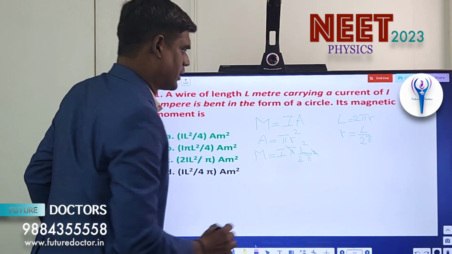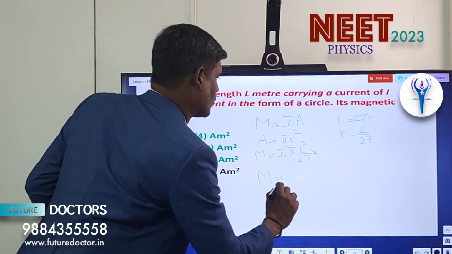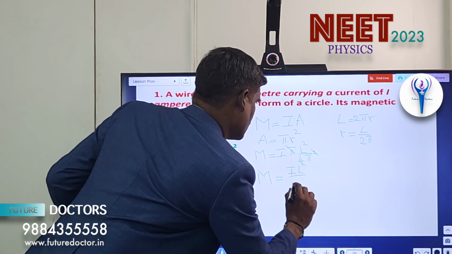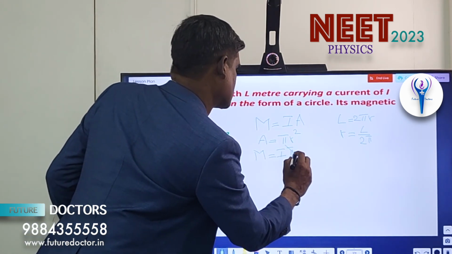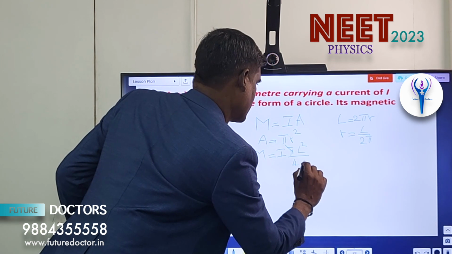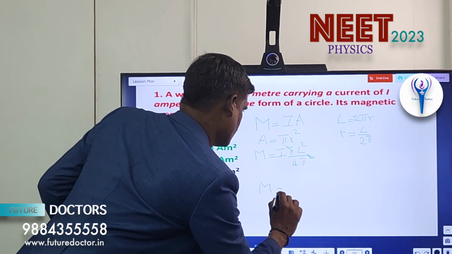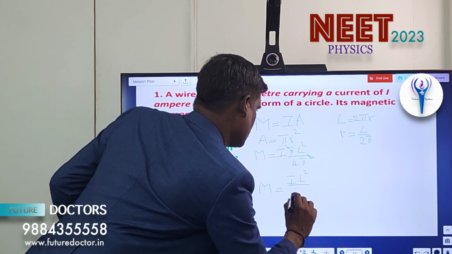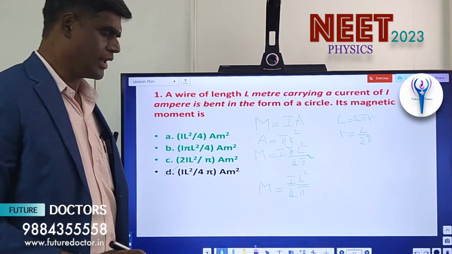This pi square gets cancelled. Then M equal to I L square by 4 pi. For A only we substituted pi into R square, which is L square by 4 pi square, and one pi gets cancelled. Then M equal to I L square by 4 pi. That is option D. Option D is the correct answer.